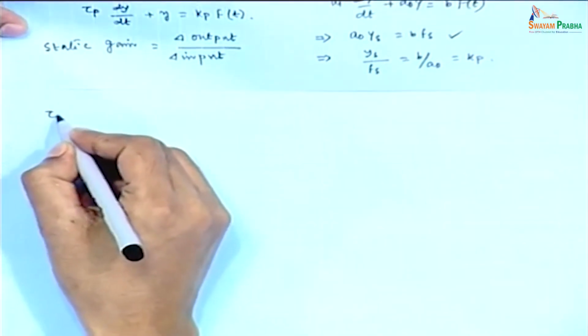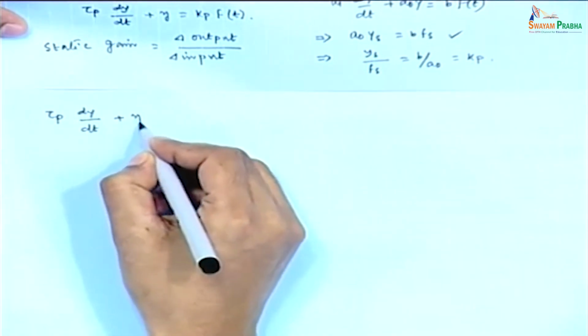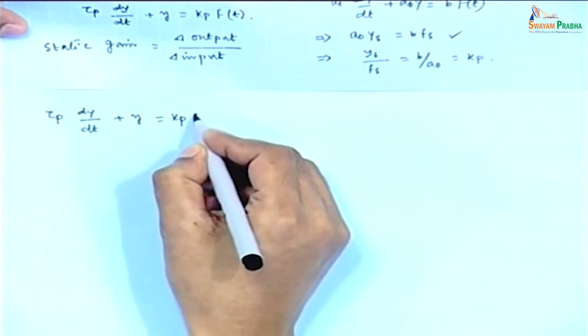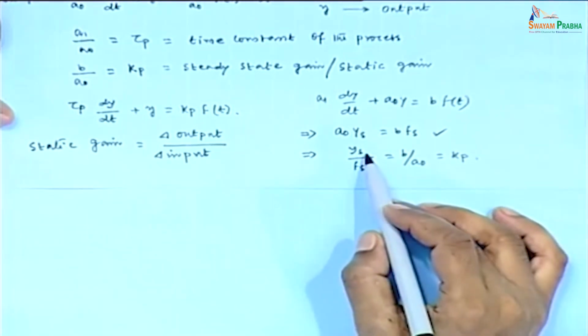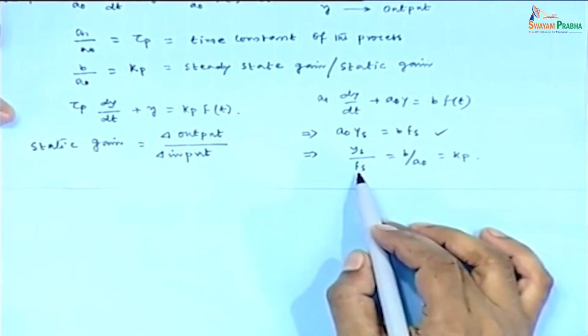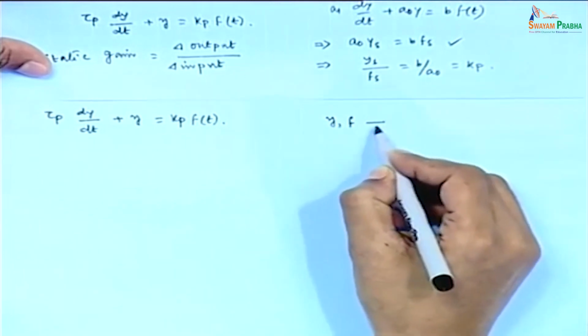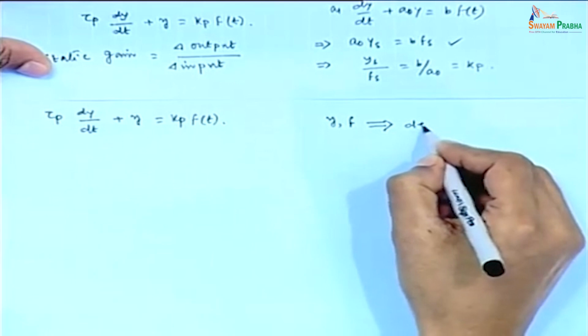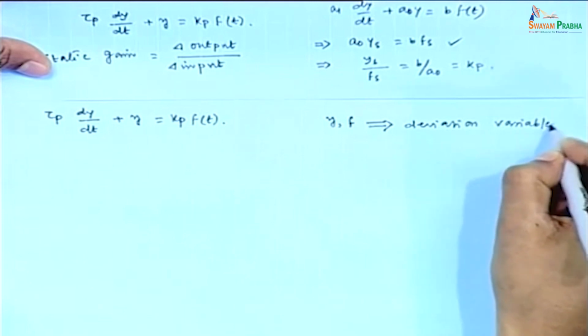Now, we will go back to the equation. We got tau p dy/dt plus y equal to K p f(t), where y and f both are deviation variables. That is why we have written here delta output and delta input. So, y and f both these variables are deviation variables.